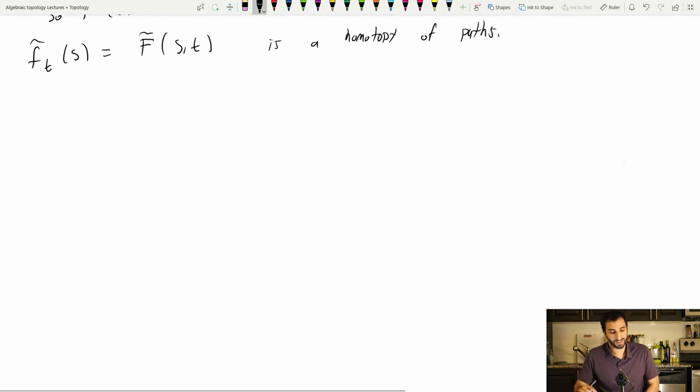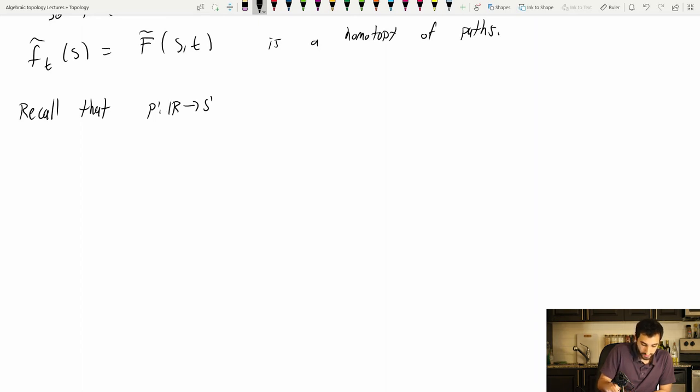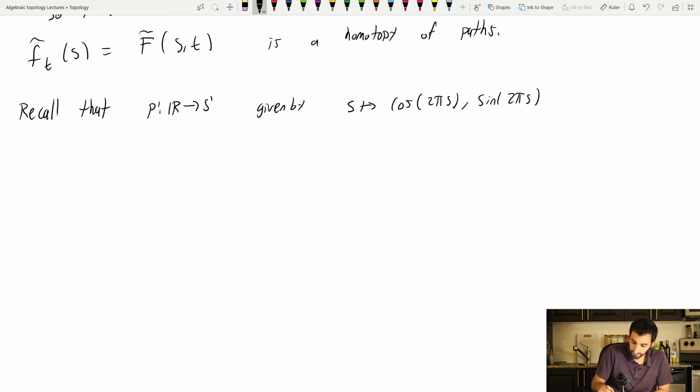All right. Now let's take a breath. We are now ready to give our first non-trivial example of a fundamental group. So recall that p from R to S1, given by s goes to (cosine of 2 pi s, sine of 2 pi s), is a covering map.